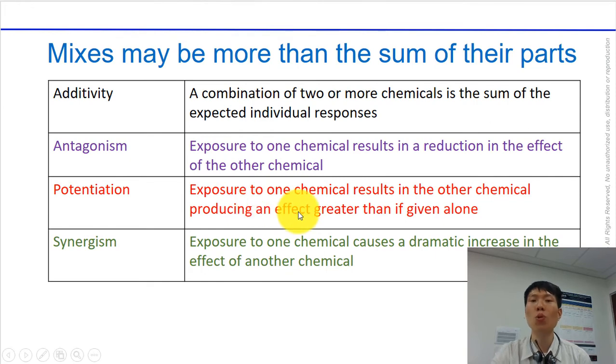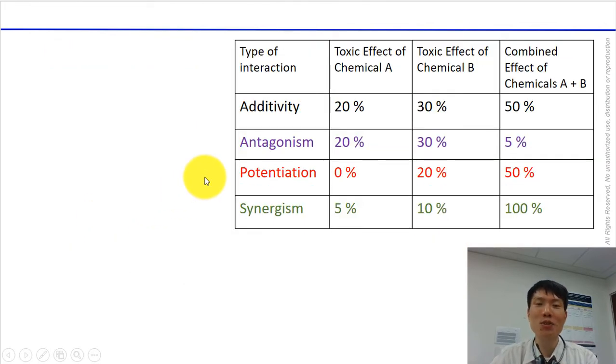Potentiation is exposure to one chemical that results the other chemical producing a greater effect than given alone. So imagine, right, you have A and this is B separately, right? But then you put A and B together, B give you a 4 factor. And lastly, you have synergism. So for synergism, right, this is the exposure of one chemical that causes a dramatic increase in the effect of another chemical. You might think that these two are rather similar, but later on in the graph, I'll show you the slight differences.